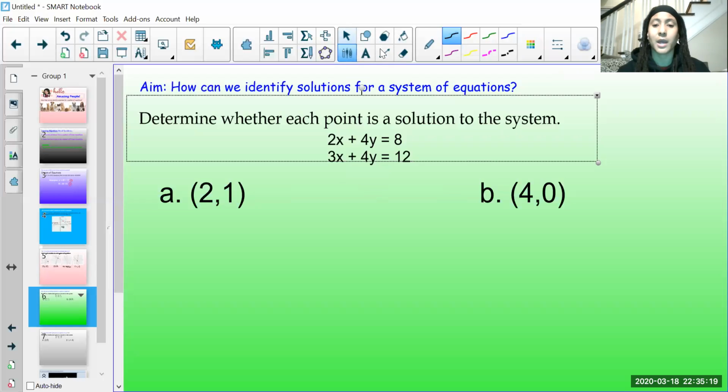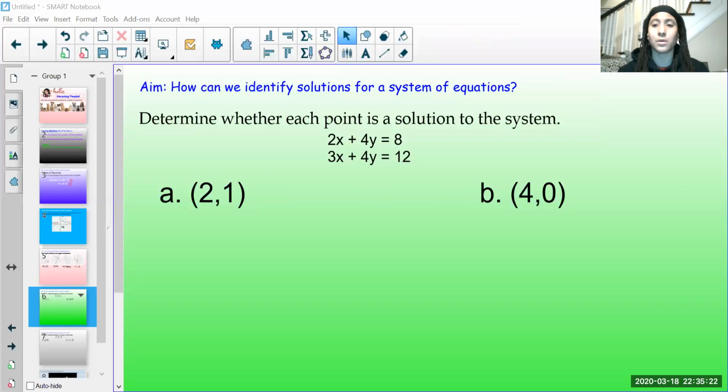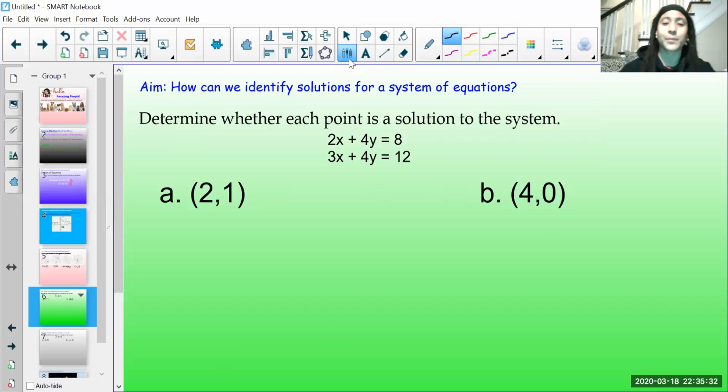In order to do that, my apologies, guys. Teachers make mistakes. Check it out. All right? In order to do that, we now need to plug in these points to see if they check out for both solutions. So remember, when we write an ordered pair, it is in the format of x, comma, y. So in this case, x is represented by 2 and y is represented by 1.